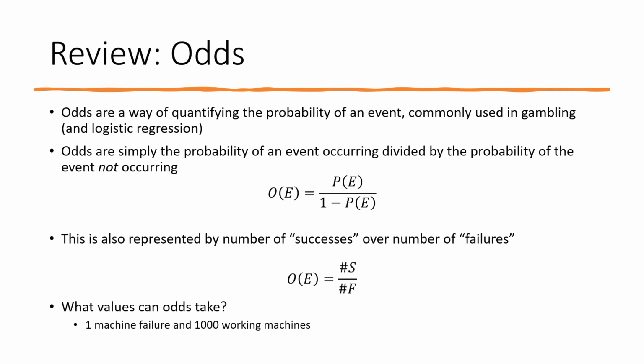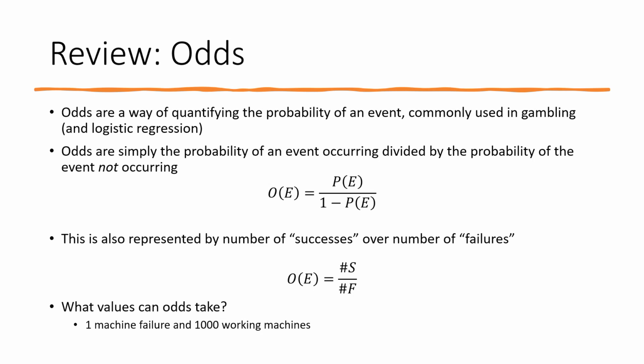Now the trick with odds is that there are two ways to discuss the meaning of that. If I'm talking about one machine failure and 1,000 working machines, I might plug in the event being failure. I would calculate the odds to be 1, the failure, divided by 1,000, the working machines, and the odds in that particular case would be 1 over 1,000 or 0.001.